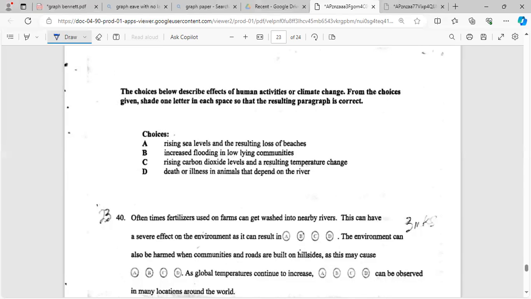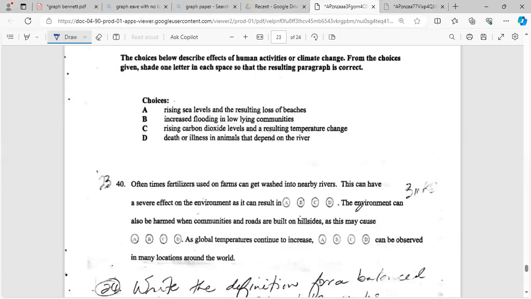So let's read the paragraph to see what's up with that. Oftentimes, fertilizers on farms wash into nearby rivers. This can have a severe effect on the environment as it results in... Is it the death or illness in animals? I would say D. The death or illness in animals. So that would be D.